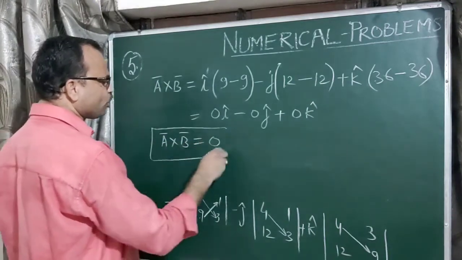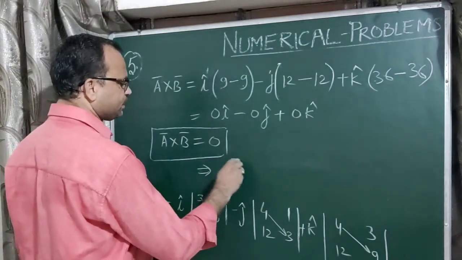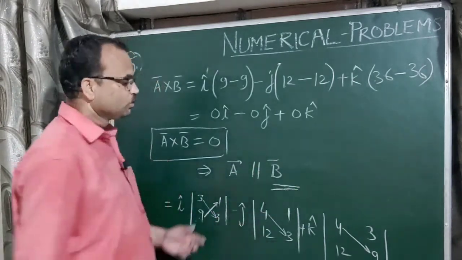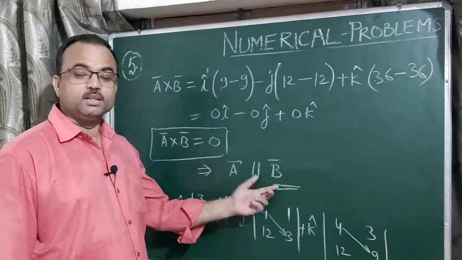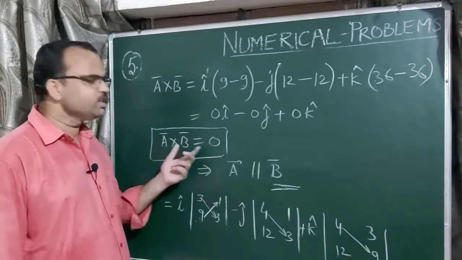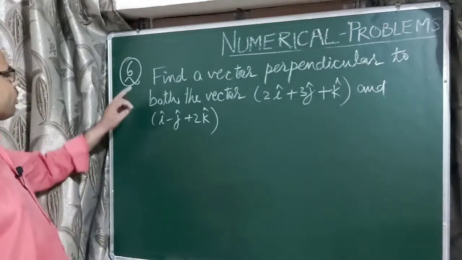So when A cross B is 0, it implies A vector is parallel to B vector. Okay, so when A vector is parallel to B, then A cross B must be 0. So here A cross B is 0. It means A vector is parallel to B vector. Let's see question number 6.